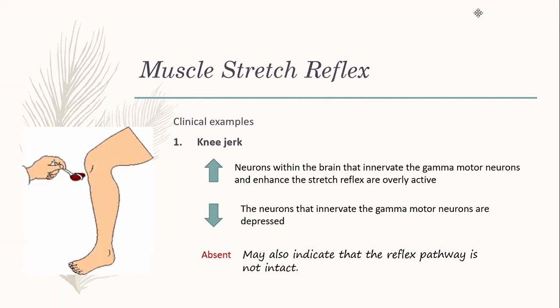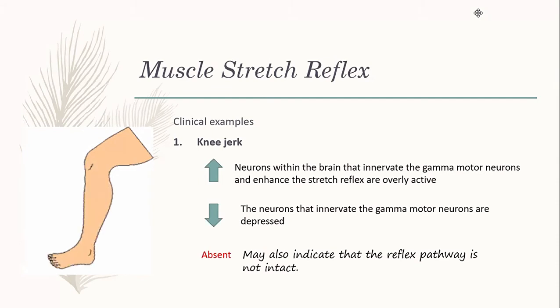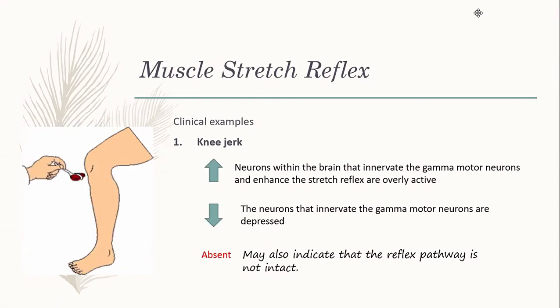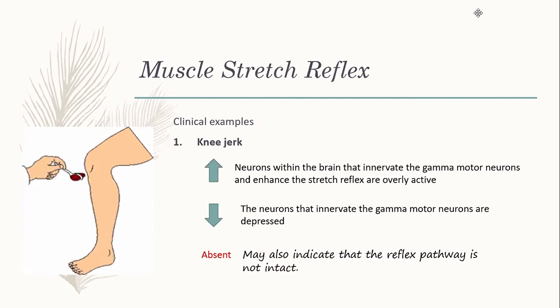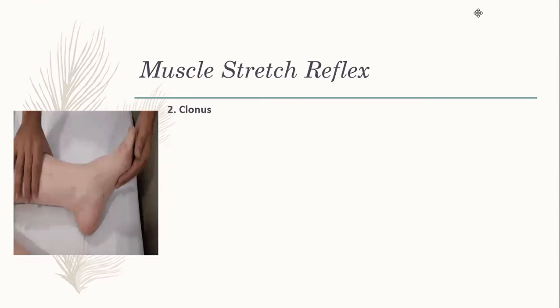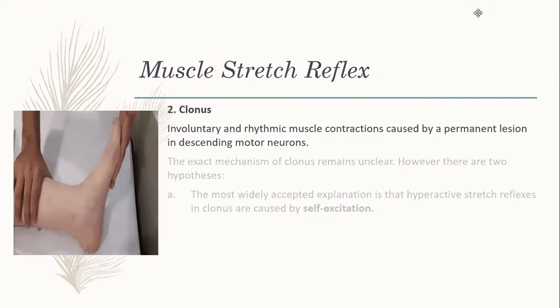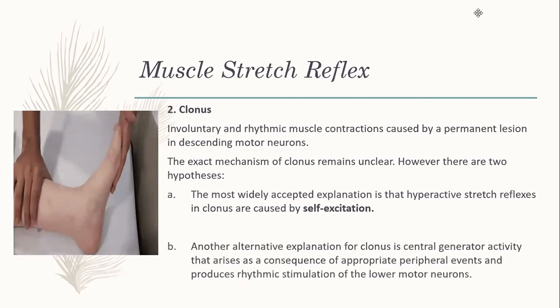But pwede din namang, you have to be very sure kasi meron din mga taong mababa lang talaga yung knee jerk nila. Alam mo, it doesn't mean abnormal kaagad. It may also indicate that the reflex pathway is not intact, but can also be normal. Of course, it depends on the clinical setting. Next slide. Please correct that it should not be gamma, it should be alpha. All right. So let's play that video.